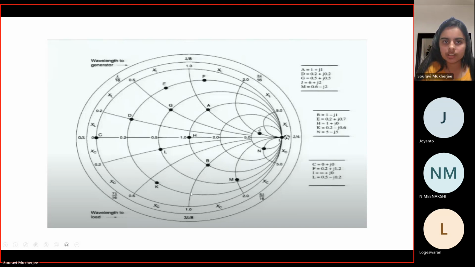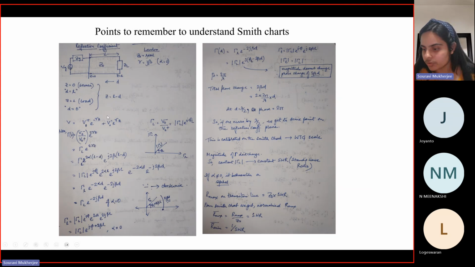Now, there are certain points to remember in order to understand how to work with Smith charts. If you remember, we had a circuit like this. You have the source here, some generator, some voltage, and some impedance here, and then there's a transmission line of some length L. The characteristic impedance is Z naught, and there is a load impedance given as ZL. Here one can take the convention that at this end Z is L, while here Z is equal to 0. So Z equal to 0 corresponds to the source, and Z equal to L corresponds to the load.